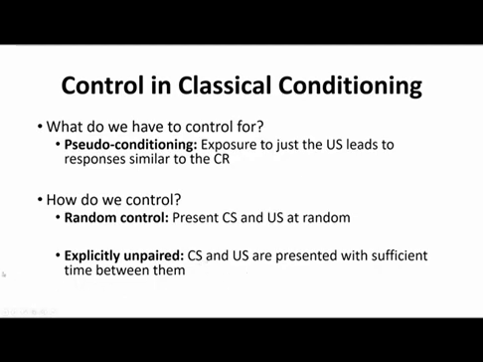Or we could do what we've seen fairly recently, which is explicitly unpaired controls, where the conditioned stimulus and unconditioned stimulus are presented with an intentional gap of time between them. So they never occur at the same time. There's always some kind of buffer where they cannot co-occur. This, for obvious reasons, is the most effective type of control, because then we know that there isn't any possibility of them learning an association between the CS and US, because the CS and US have absolutely never been presented together.